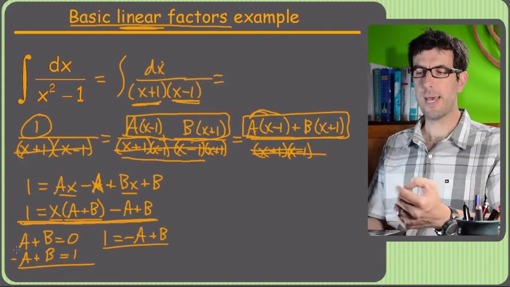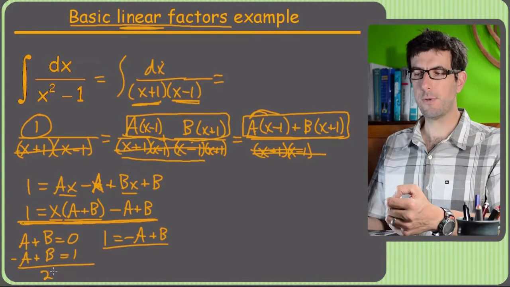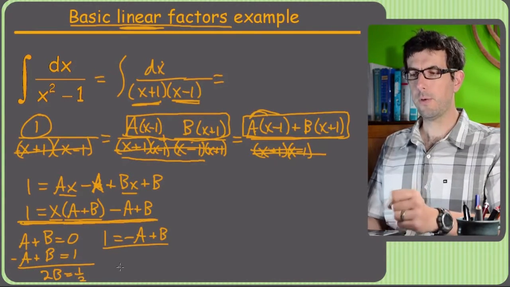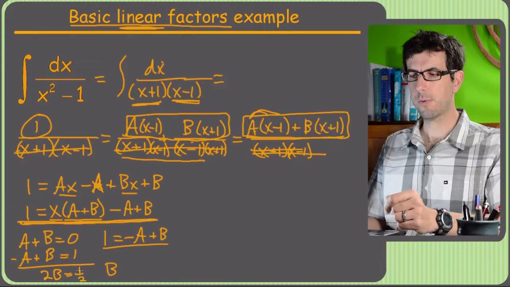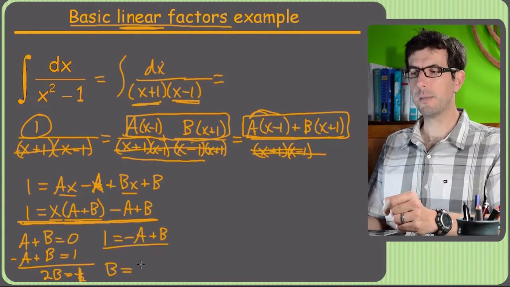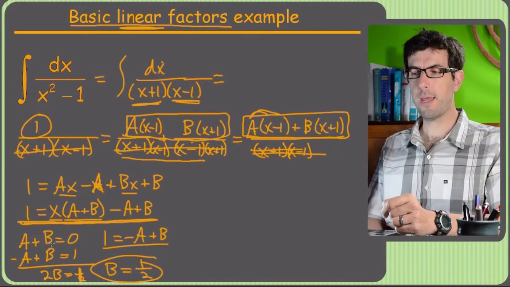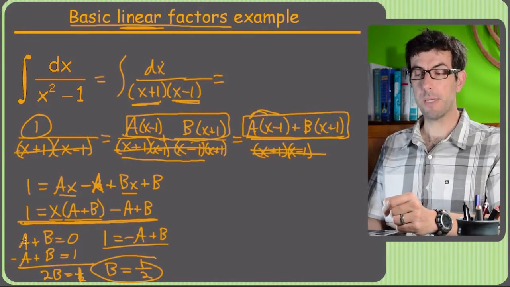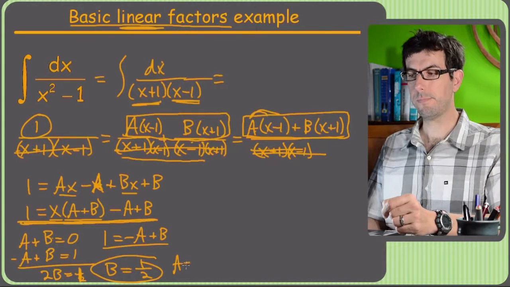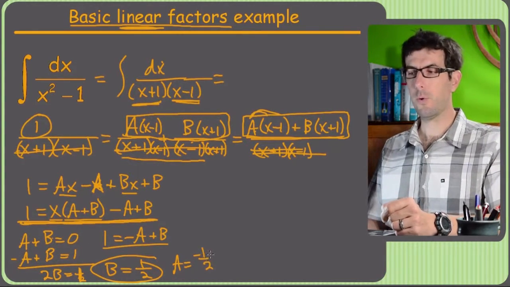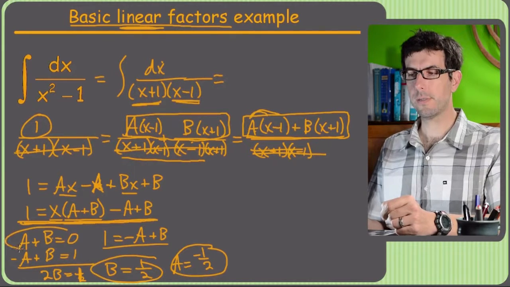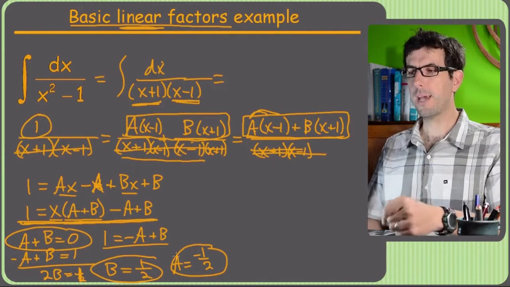Looks like if I just add these together, the a's go bye-bye, and I get 2b equals 1, oops, got ahead of myself, which means that b equals 1/2. And of course, if b equals 1/2, then a must be negative 1/2 in order to solve the system of equations. All right, so now I've got my a and my b.